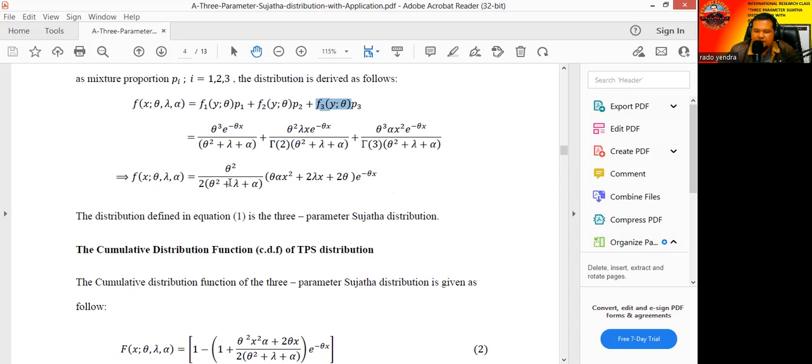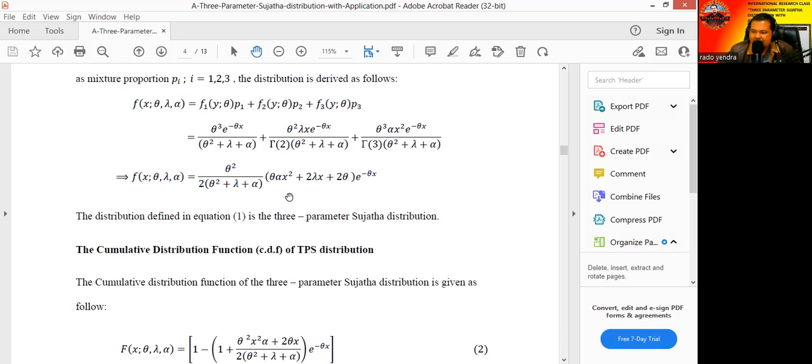theta power 2 divided by 2 multiplied by theta power 2 plus lambda plus alpha, multiplied by theta alpha plus x power 2 plus 2 lambda, multiplied by x plus 2, multiplied by theta, multiplied by exp minus theta x. So this one we call the three parameter Sujatha distribution.